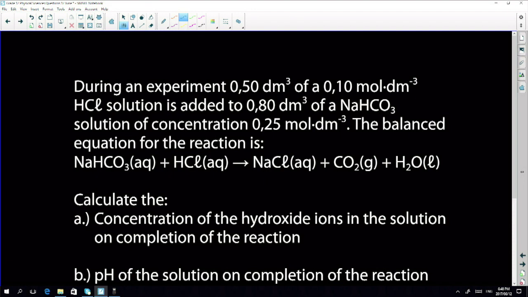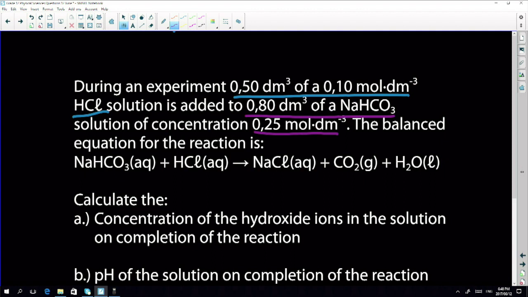Now they say to you, during an experiment, 50 decimeters cubed of a 0.1 mole per decimeter cubed hydrochloric acid is added to 80 decimeters cubed of sodium hydrogen carbonate of concentration 0.25 moles per decimeter cubed. The balanced equation for the reaction is given, bonus. Calculate the concentration of the hydroxide ions in the solution.